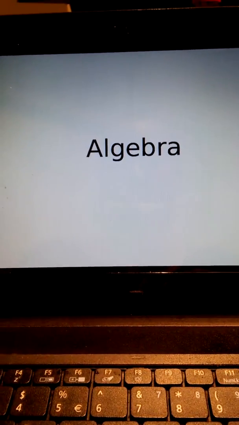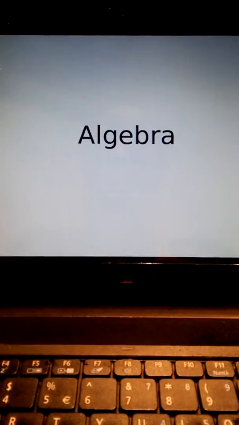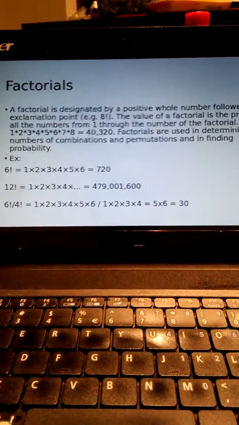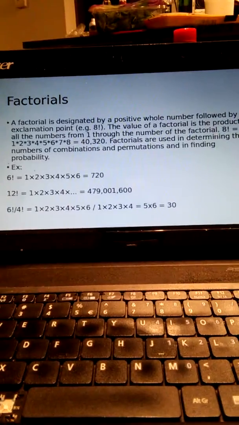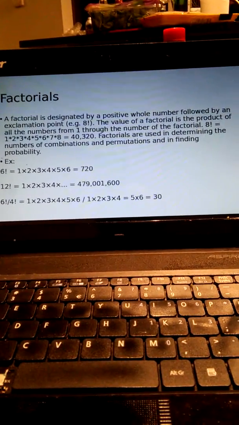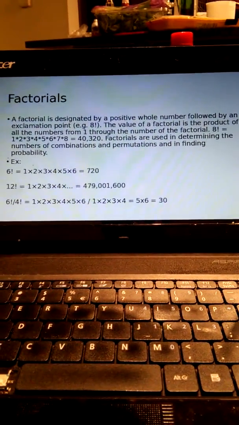Okay, so we are going to be reviewing some algebra practice problems for the FE/EIT exam. One topic that the FE exam is going to cover is factorials, and this all falls under the algebra portion of the FE exam.